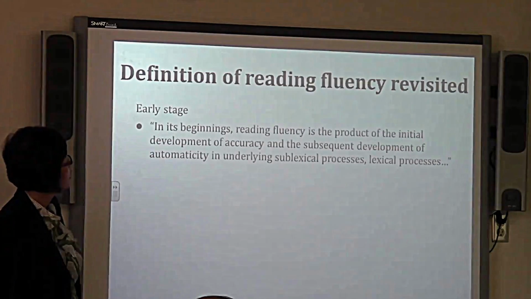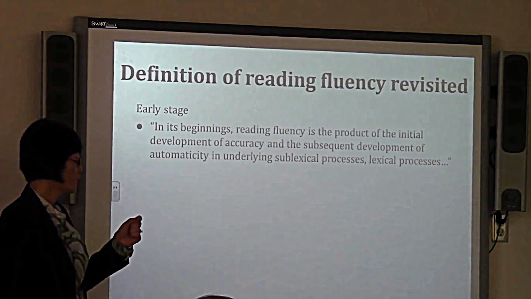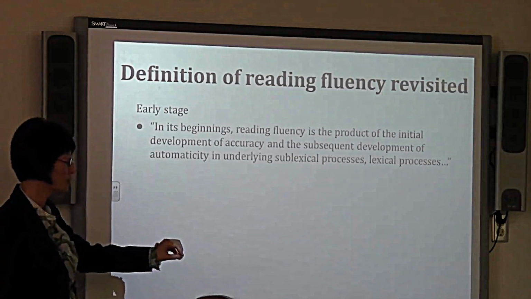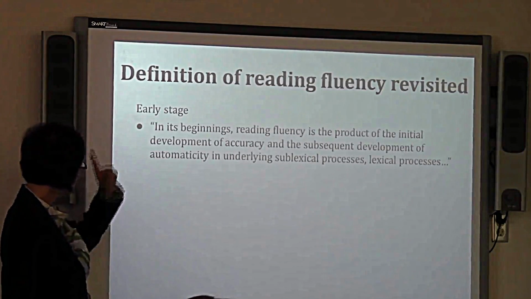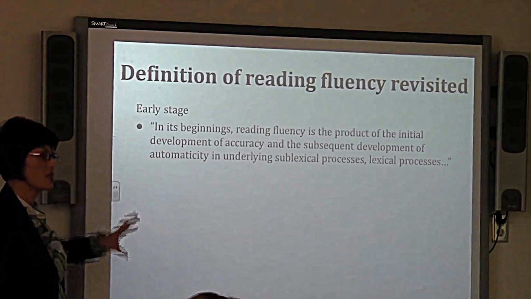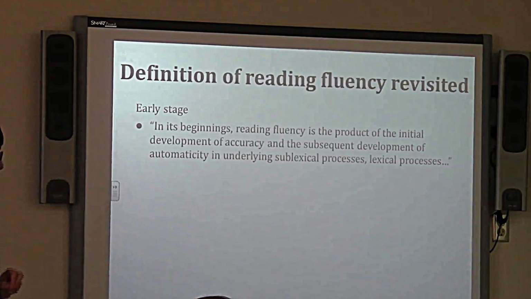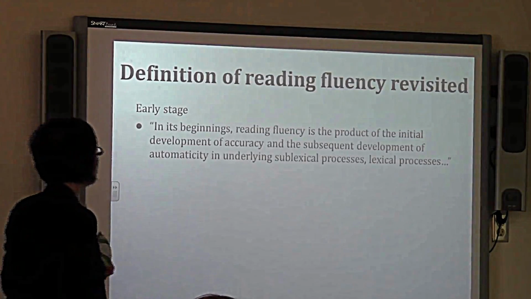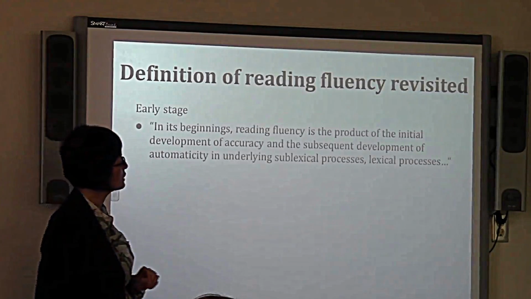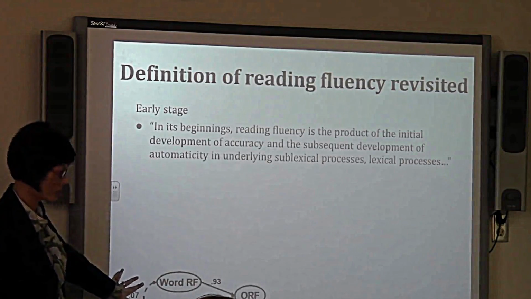Now, we're going to revisit the reading fluency definition. The definition I showed you was a certain perspective, but there's another perspective. This is by Wolf and Katzir-Cohen, 2001. According to them, in its beginnings, so they actually differentiate beginning phase and later phase. In its beginnings, reading fluency is the product of the initial development of accuracy and the subsequent development of automaticity in underlying sub-lexical processes, lexical processes, etc. And this seems to map onto this result that we saw.